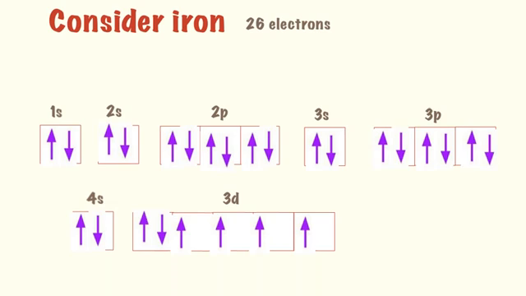So we have 2 in the 1s, 2 in the 2s, 6 in the 2p, 2 in the 3s, 6 in the 3p, 2 in the 4s, and 1, 2, 3, 4, 5, 6 in the 3D.